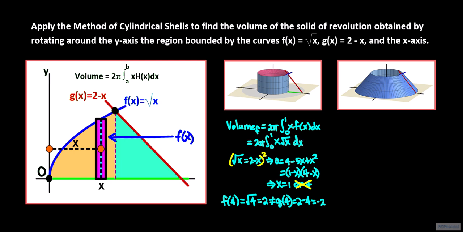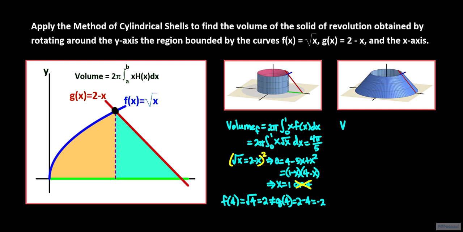We leave it as an exercise for the viewer to carry out the integration and check that volume sub f is 4 pi over 5. We now turn our attention to the portion of the solid generated by the part of region R bounded above by g of x equals 2 minus x. We call this portion volume sub g.